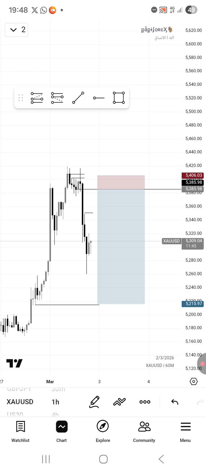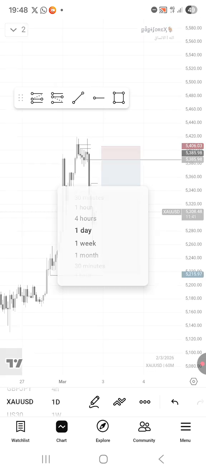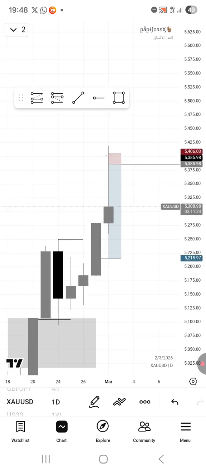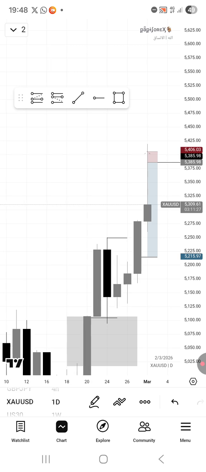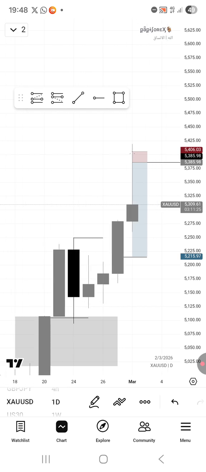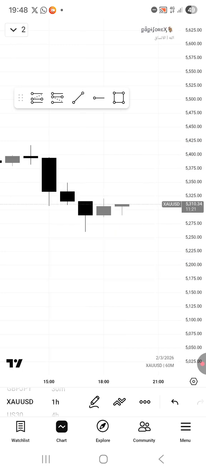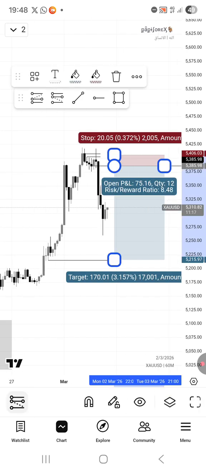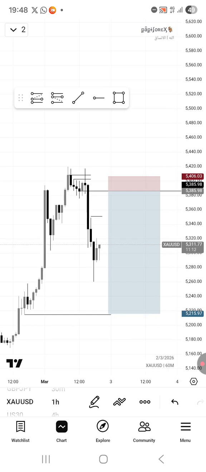If I go to my daily time frame to cross-check, we can see that we are exactly inside the daily fair value gap. So the time frames are aligning. I'll be bearish to this level on gold. So that is that on gold.